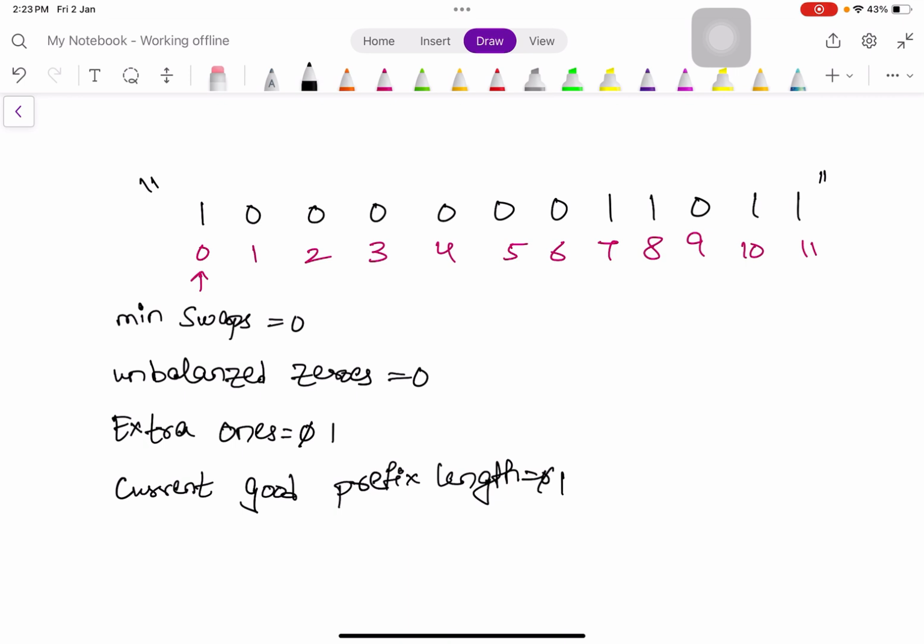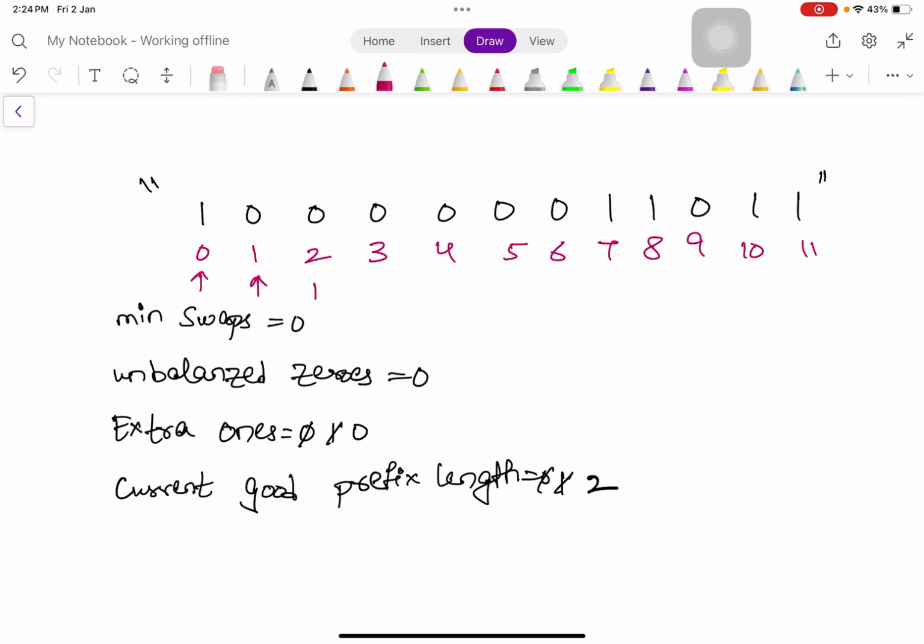Okay. Moving forward, at index 1 we have a 0. Whenever we get a 0, we'll see, do we have a 1 that this 0 can balance? Extra ones are there? Yes, it's there. It means this 0 will remove that extra 1, or you can say will balance this extra 1, and current good prefix length gets incremented. Now we have a prefix length of 2, a good prefix length of 2.